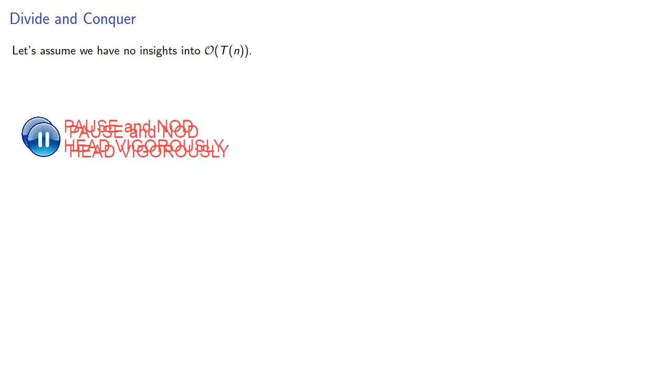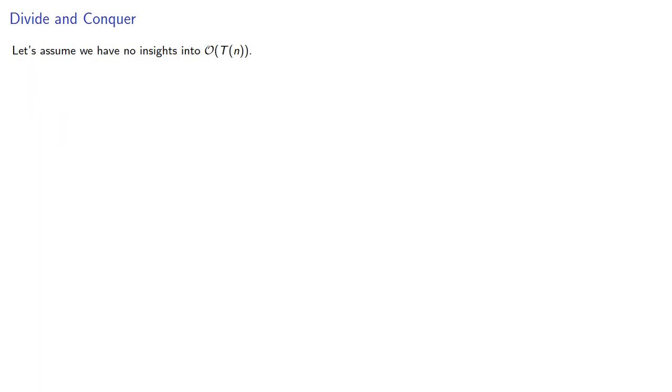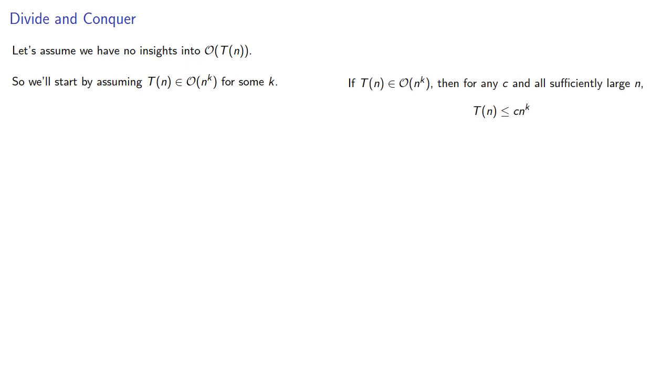So let's assume we have no insights into big O of T of n. So we'll start by assuming T of n is big O of n to the k for some k. In other words, we'll assume it's polynomial time and see where that takes us. So if T of n is big O of n to the k, then for some c and for all sufficiently large n, T of n is less than or equal to c n to the k. So that means T of n minus 1 is less than or equal to c times n minus 1 to the k. And we can substitute that into our recurrence relation.